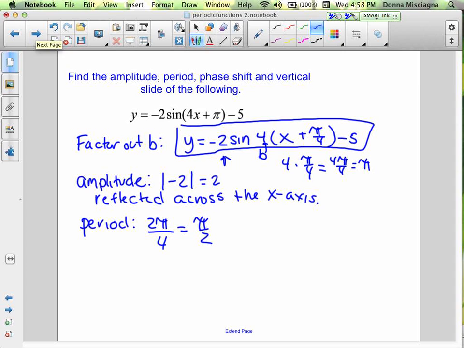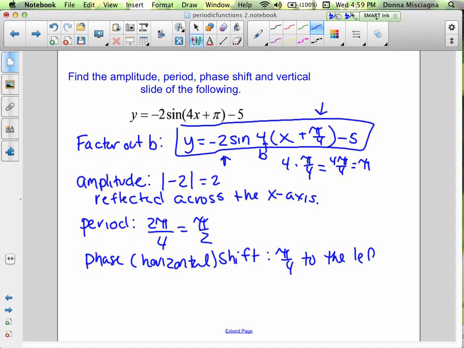The horizontal shift, or phase shift, I'll put phase or horizontal. It's usually called a phase shift. The shift is horizontal. All right, once we factor out b, we can see what it is. It's this value here. So our phase shift is pi fourths to the left, because it's positive. And it's positive in the parentheses.